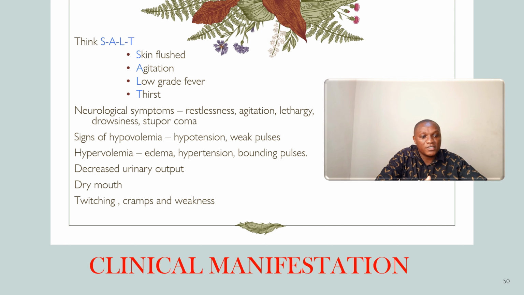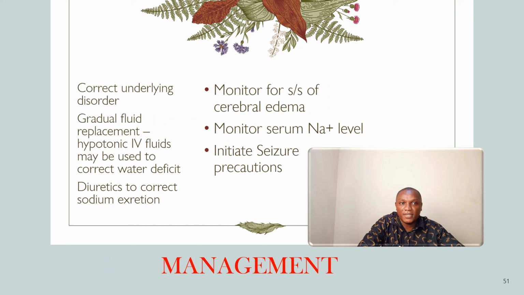Then there are neurological symptoms such as restlessness, agitation, lethargy, drowsiness. Patient could go into a coma and have stupor. Then there will be signs of hypovolemia, and in this case there is hypotension and weak pulses. When there is hypervolemia, you will have edema, hypertension, and bounding pulses. Decreased urinary output, dry mouth, twitching, cramps, and weakness. Those are the clinical manifestations of hyponatremia. How do you manage hyponatremia?